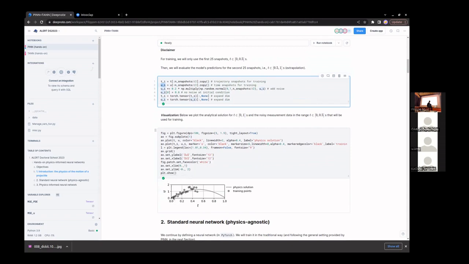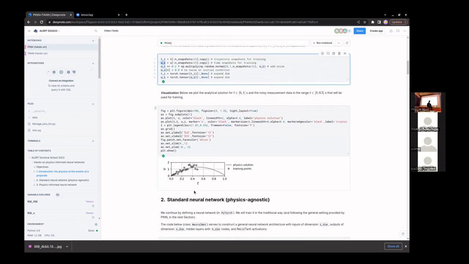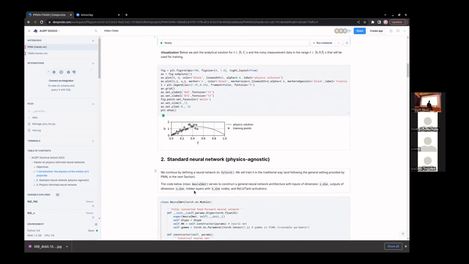Indeed, here the noise is quite small at the very initial time, but as we go to much bigger positions, of course, the noise will be 20% of the absolute value of the position, so it will be much larger. So at this point, we go to the neural network.